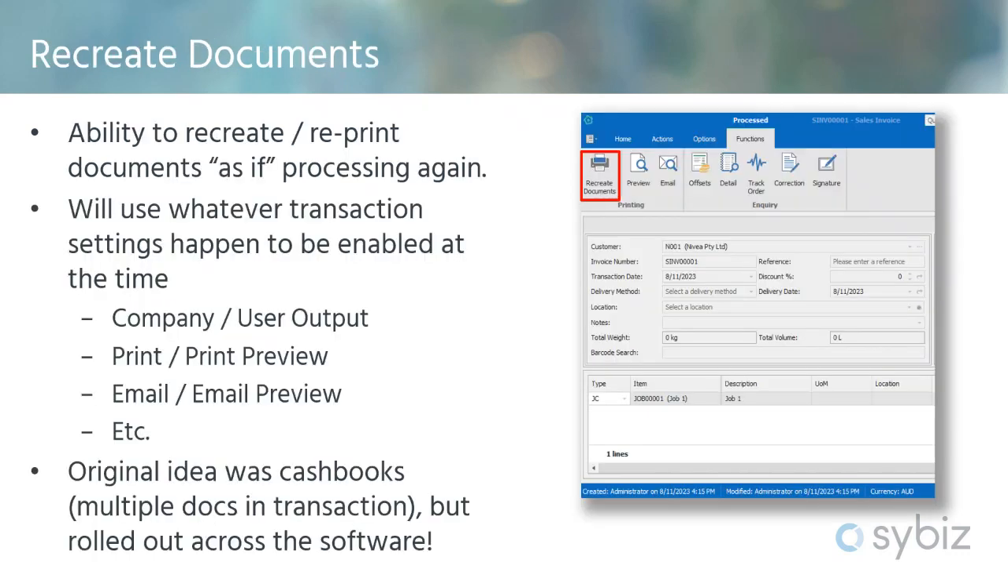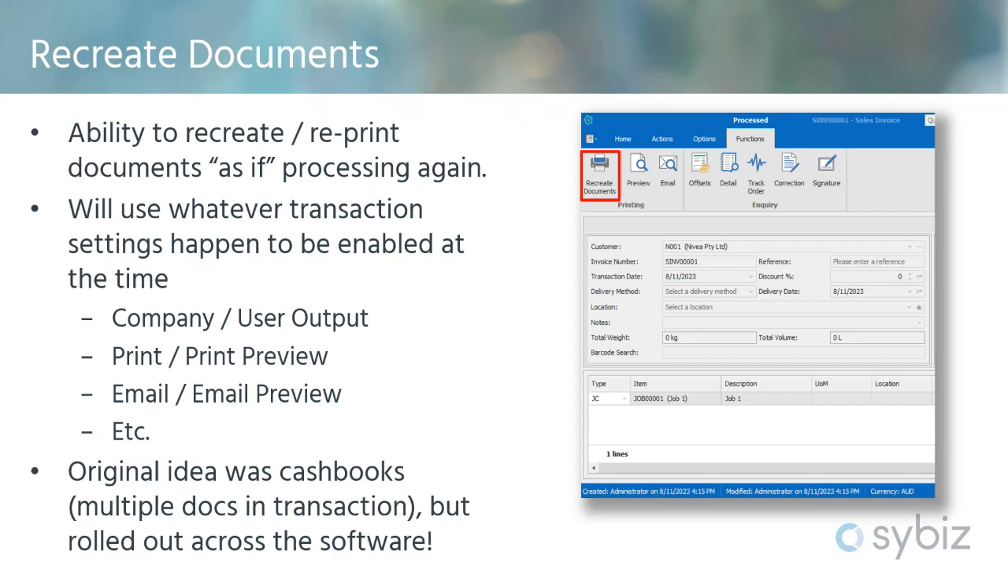New button here on, I believe, almost all transactions. At the very least, it's definitely available across the software. It's the ability to press a button on the functions ribbon, wherein you process a transaction and recreate documents as if you were just pressing process for the first time. So instead of needing to preview a particular transaction document and then reproduce it, then doing it with the other three as well, you can just press one button and it's going to bang out your documents.